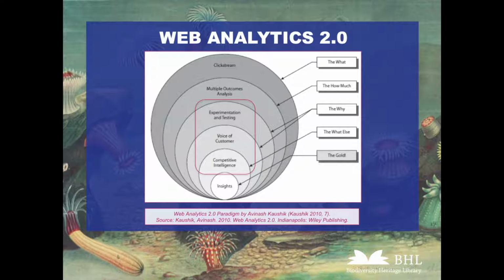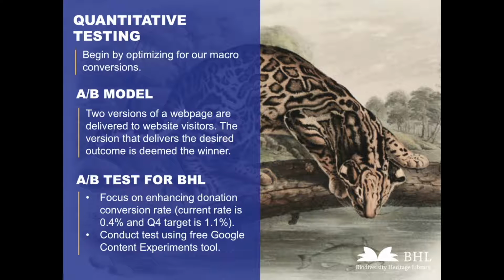Now, traditionally, these are not really areas that BHL has devoted many resources to, so what I'm going to do is present a couple of ideas that we could implement to begin our journey into these areas. For instance, we can use quantitative testing to help us optimize our website for our macro conversions. Since we're new to testing, I would suggest that we use the A/B model, which is fairly straightforward and less resource intensive than other quantitative testing techniques like multivariate testing.